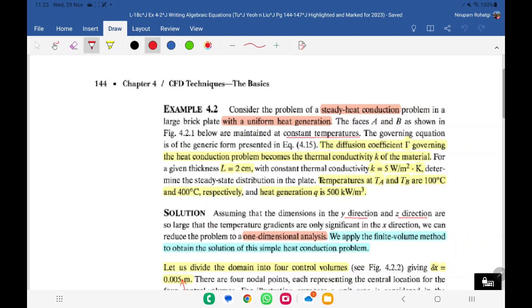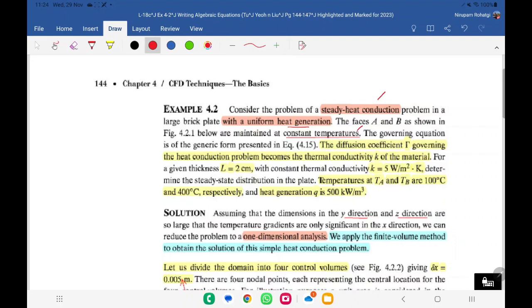Okay, so what we are doing today is that we are using the FVM method to solve the equation. The problem before us is a steady flow heat conduction equation with a uniform heat generation. The faces, the boundaries, are maintained at constant temperatures. Left and right boundaries are there.